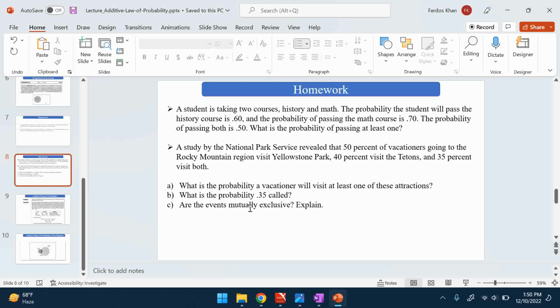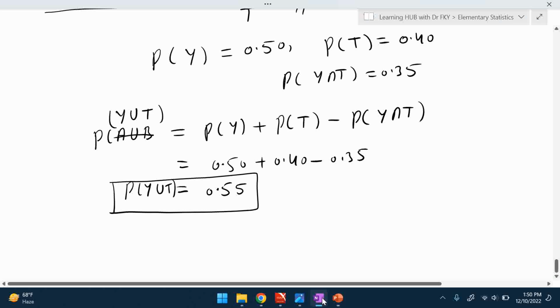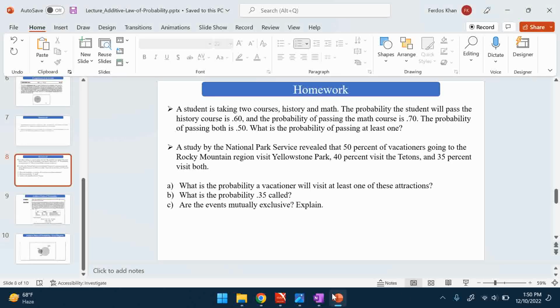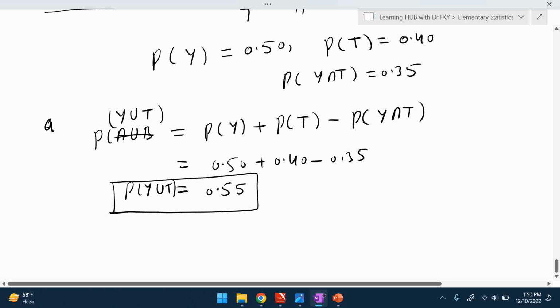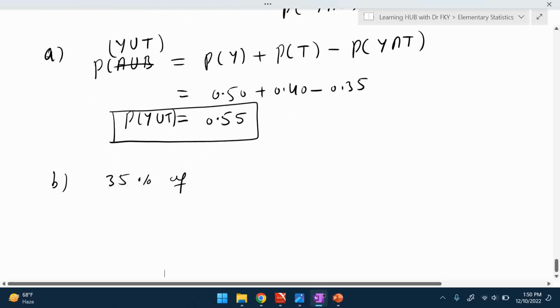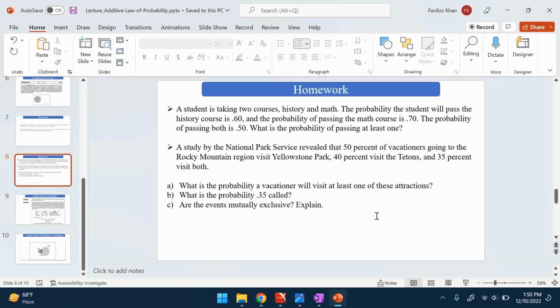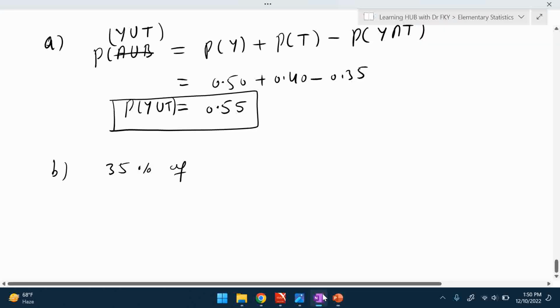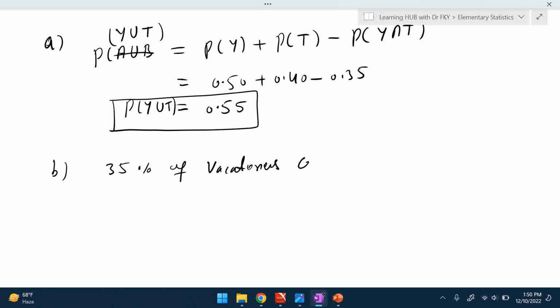The third question is, are the events mutually exclusive? Explain. Okay, so we need to explain our second part. This was part one, part A, part B: 35% of visitors, or you can say vacationers, it is mentioned in the question, vacationers can visit both places.